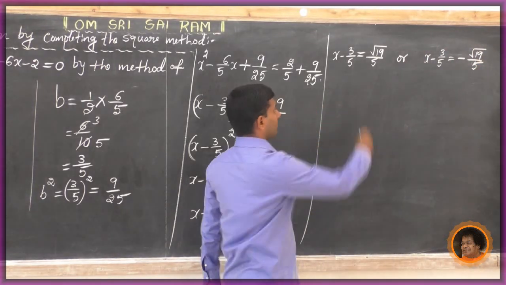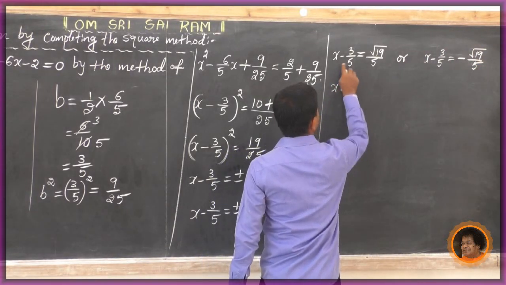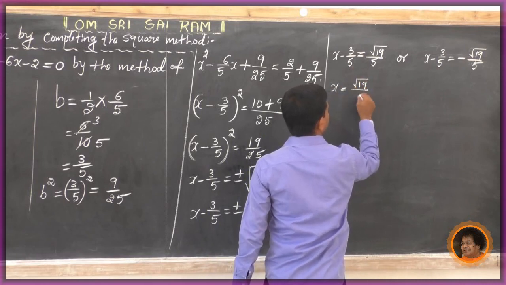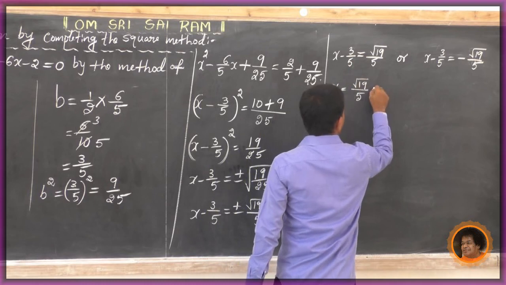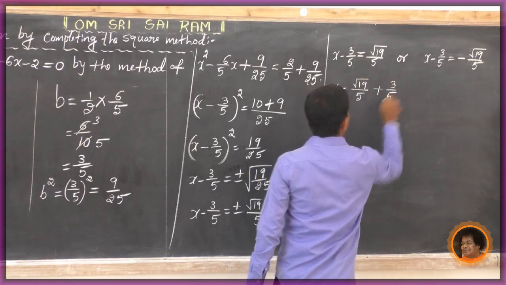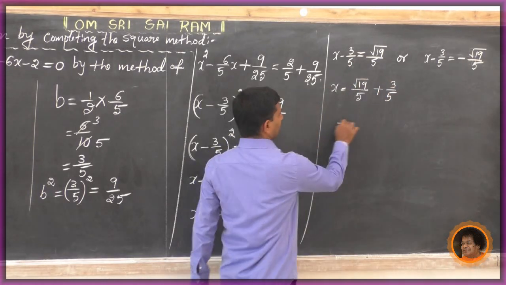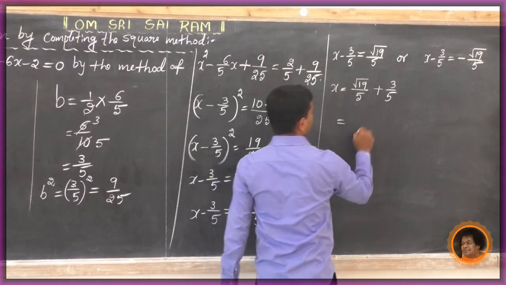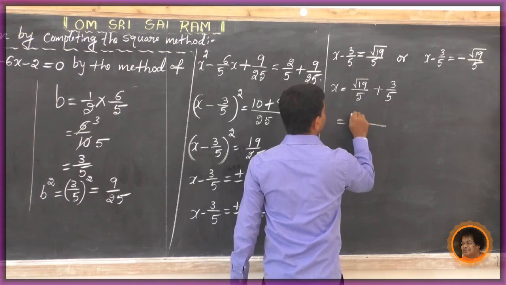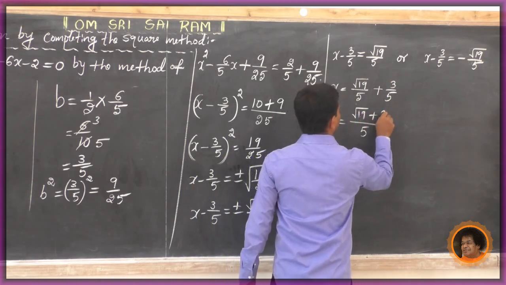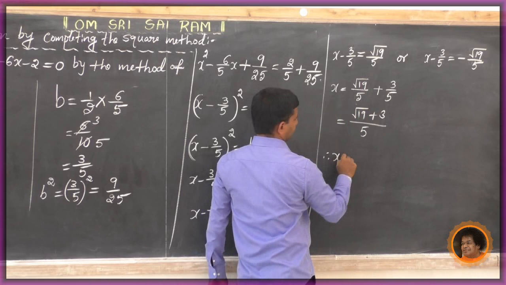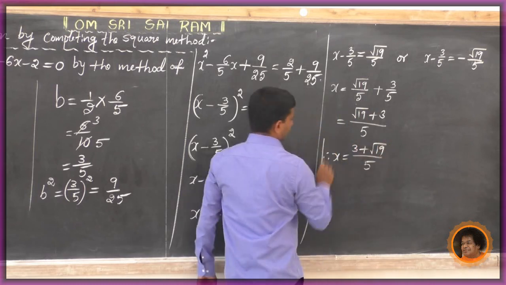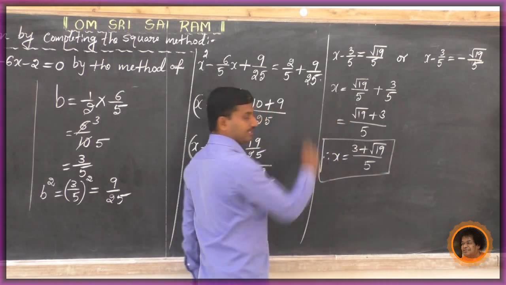Now solve the equation. x equals, transposing −3/5, root 19 by 5 plus 3/5. The denominator is the same, 5, and in the numerator root 19 plus 3. Therefore x equals (3 + root 19)/5. So this is the value of x.